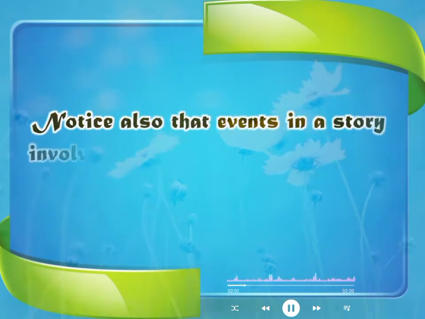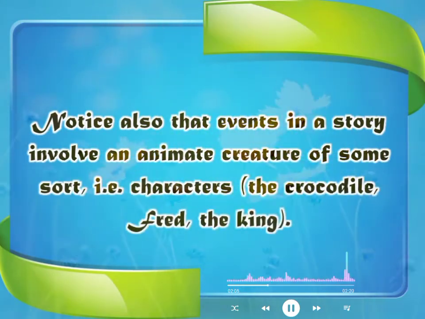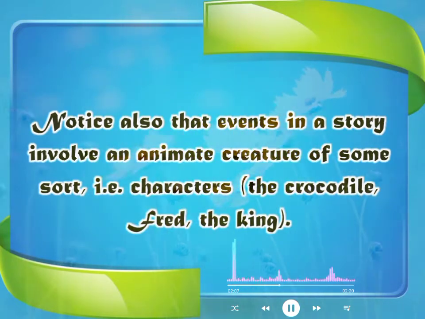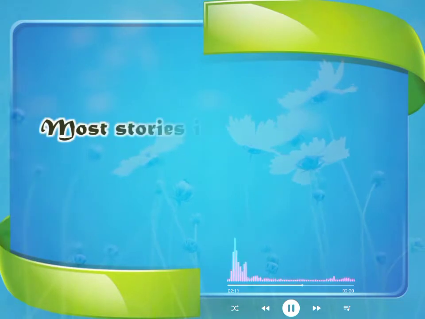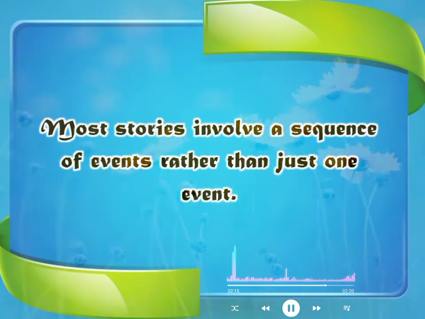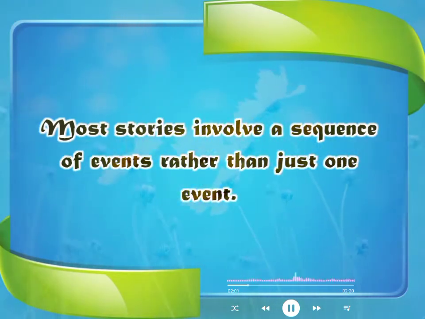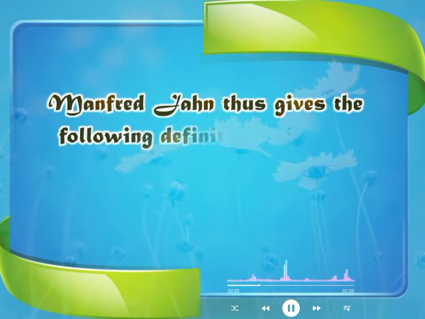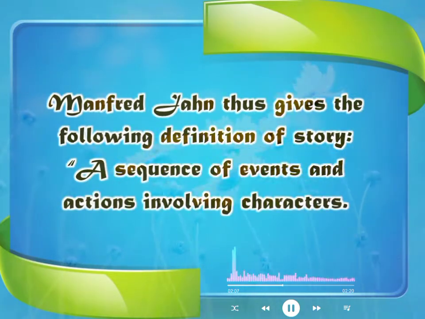Notice also that events in a story involve an animate creature of some sort, namely, characters: the crocodile, Fred, the king. Most stories involve a sequence of events, rather than just one event. Manfred Jahn thus gives the following definition of story: a sequence of events and actions, involving characters.